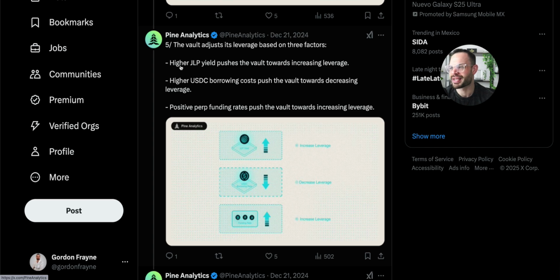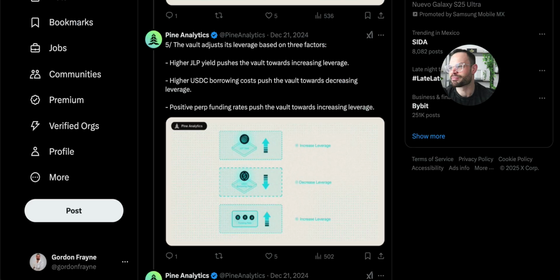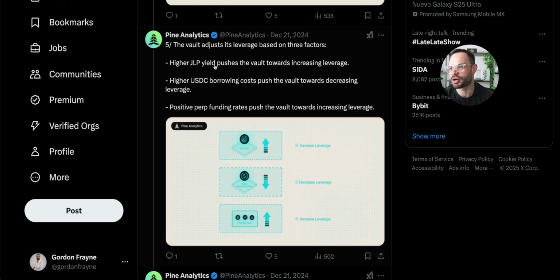So of course, if the JLP yield pushes higher, the vault moves towards increasing leverage. Remember, I mentioned this APY is not fixed. It is variable. It can increase and decrease. And what we're being told here essentially with the vault smart contract is if the JLP yield pushes higher, the vault will increase leverage in order to capture more of that yield.